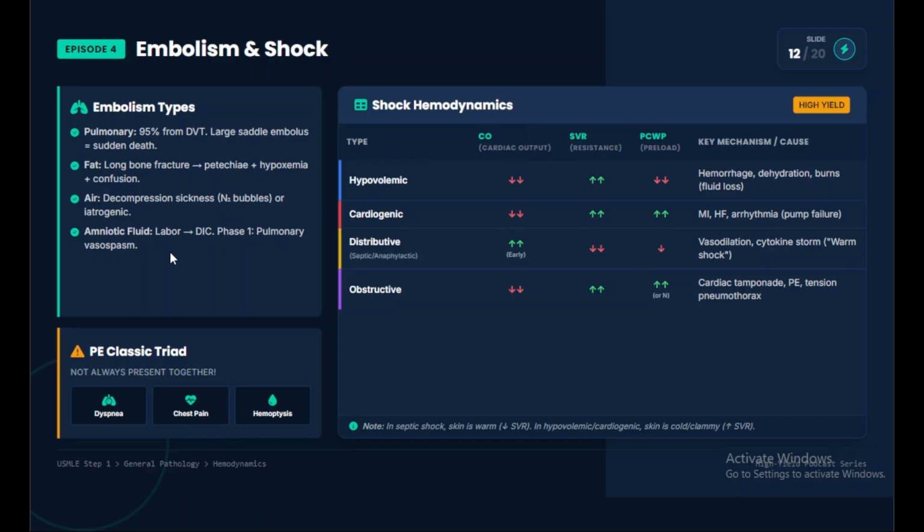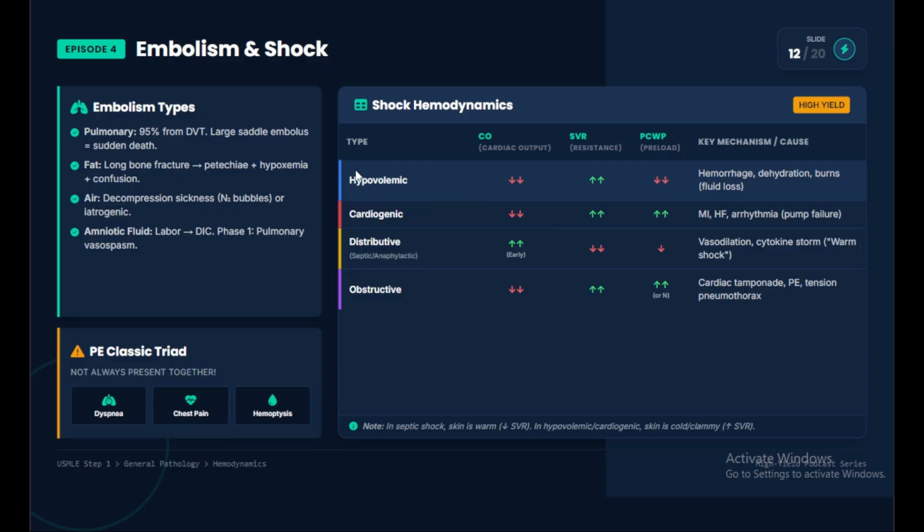Now, there is something called shock hemodynamics, and I won't go into the detail of every shock here, but I would simply explain the basics of shock. Shock is basically systemic hypoperfusion, meaning tissues are not getting enough blood oxygen. So we classify shock based on the cause, and each type has a unique hemodynamic profile, and it is written over here.